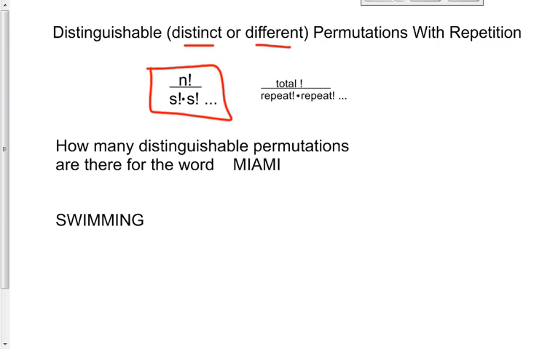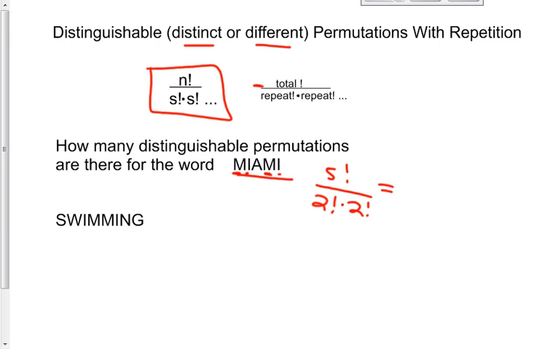All right, so that's kind of confusing. Let's practice with the word Miami. First of all, I need to know what's my total. How many total letters do I have in the word Miami? 1, 2, 3, 4, 5. So it's 5 factorial over. Do I have any letters that repeat? Yes, the M repeats, and there are 2 M's, so I do 2 factorial. Do I have any other letters that repeat? Yes, I have an I that shows up twice, so I bring in another 2 factorial. Do I have any other letters that repeat? No, I do not. So this one is then ready to be calculated.